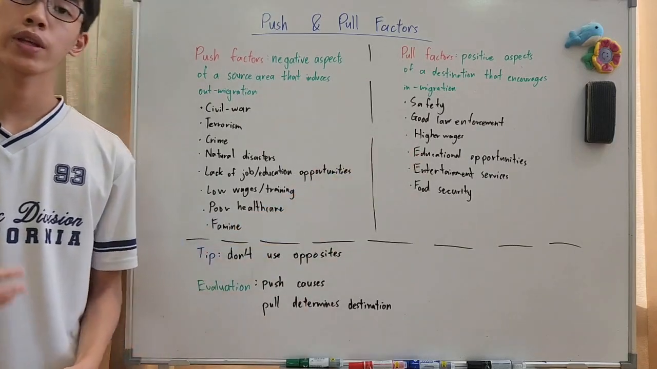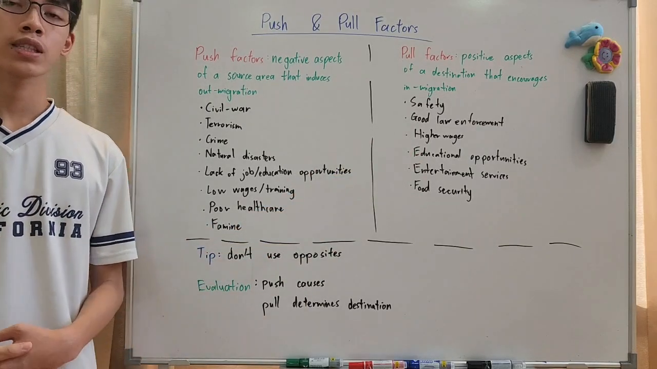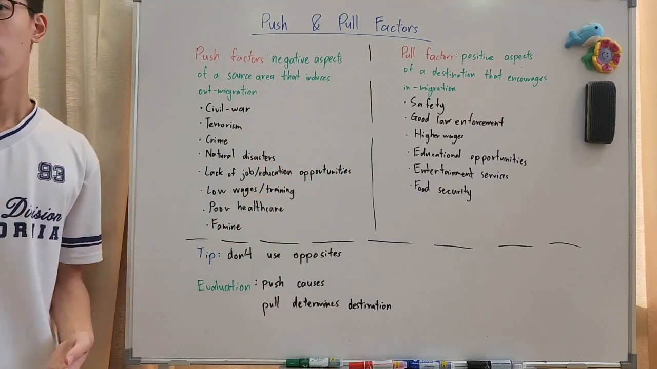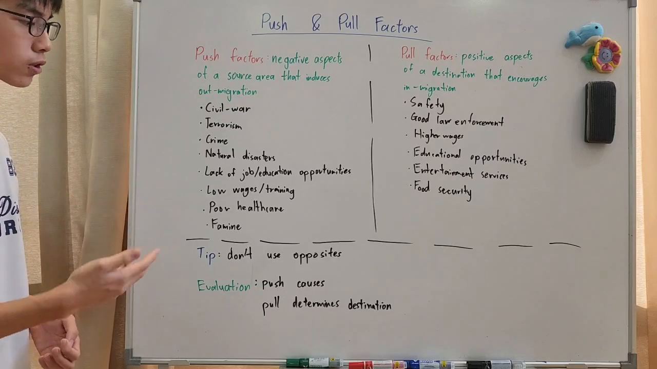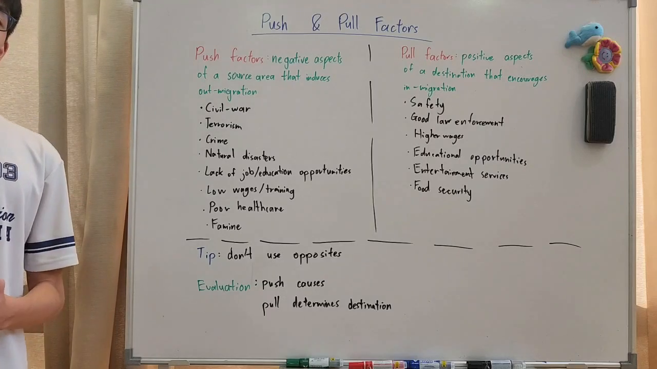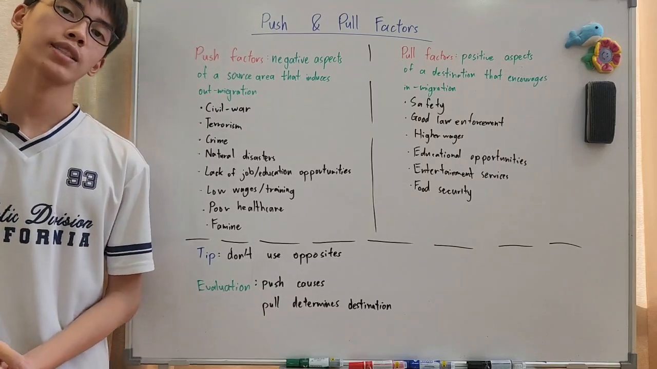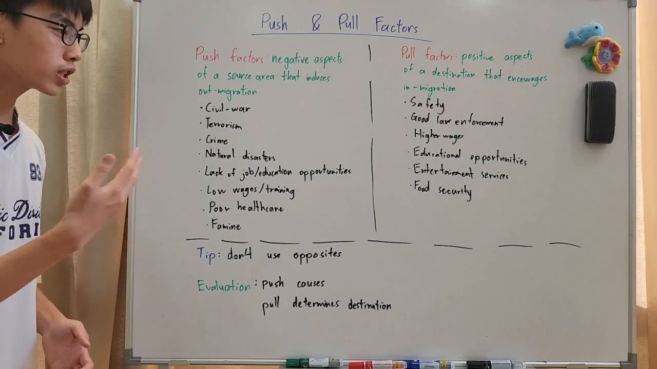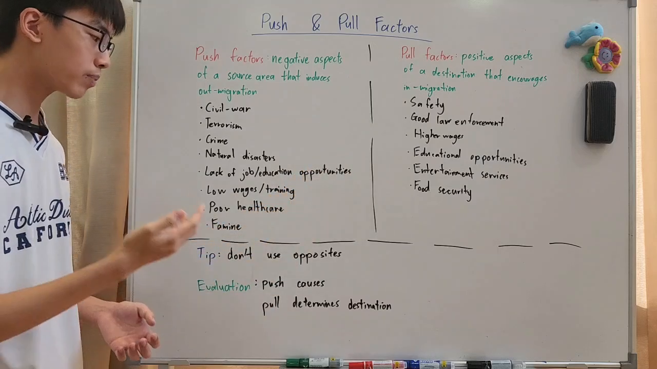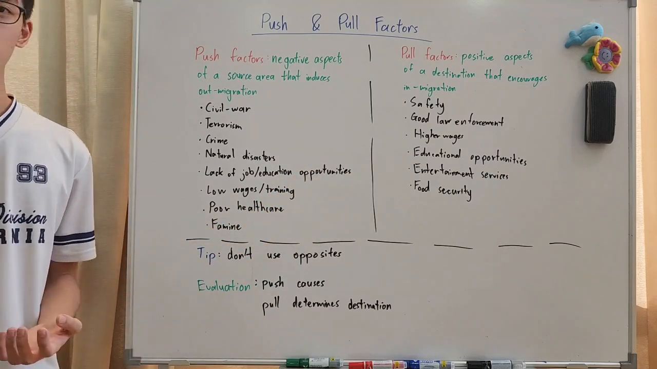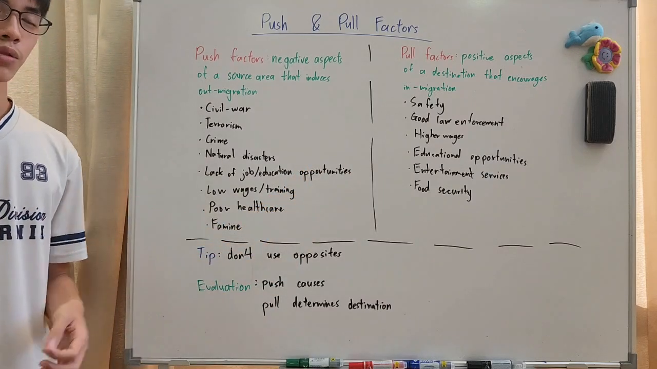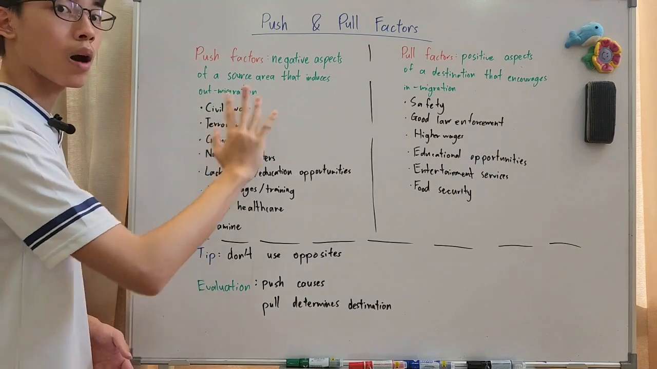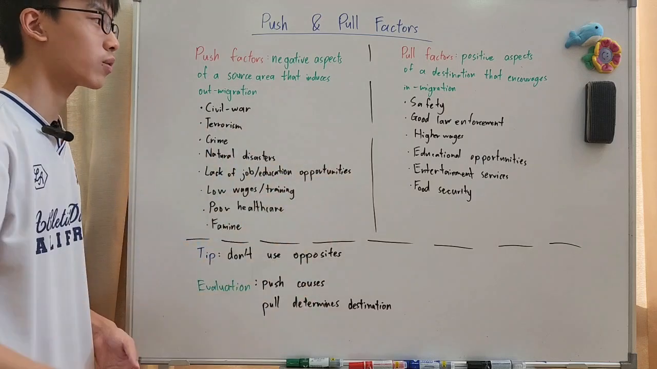Educational opportunities, for example: you can think of your local universities and local schools compared to maybe the University of Oxford, the University of Cambridge, Harvard, or anything else. But a tip is don't use opposites. When an exam question is asking you what are pull or push factors for this type of migration, don't just pick poor healthcare and good healthcare. Don't pick famine and food security, because that just shows a lack of breadth, and you're just repeating yourself essentially. So don't use opposites.